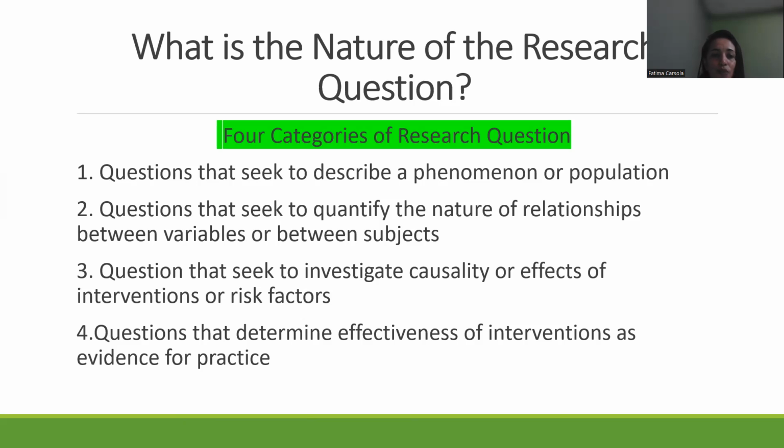For example, we may have questions that seek to describe a phenomenon or population, which is usually done in qualitative research or case research. Questions that seek to quantify the nature of relationships between variables and between subjects, so these are more of your correlational. Questions that seek to investigate causality or effects of interventions or risk factors could be cross-sectional or a case study or a single subject study. And number four, questions that determine effectiveness of interventions as evidence for practice.